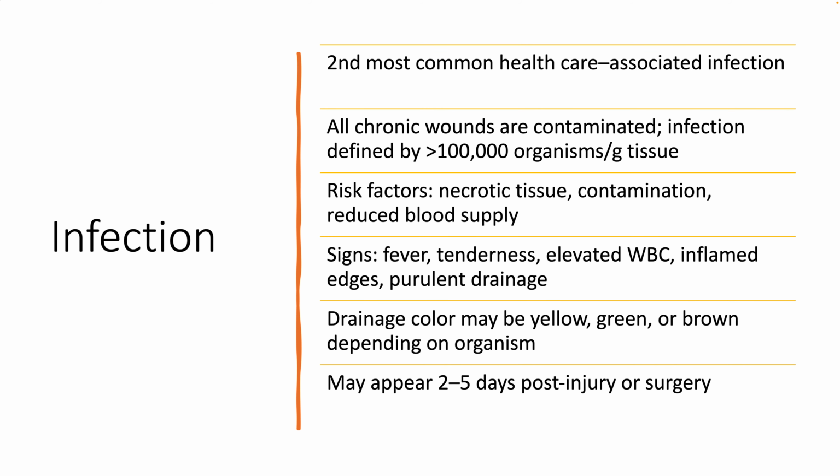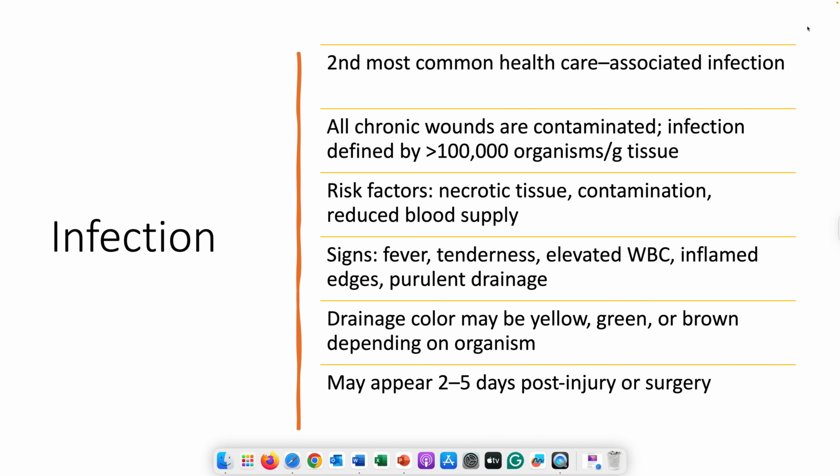Infection is the second most common healthcare-associated infection from a wound. All chronic wounds are considered contaminated, and infection is defined by greater than 100,000 organisms per gram of tissue. The risk factors are necrotic tissue, contamination for some reason, and reduced blood supply. The signs are fever, tenderness, an elevated white blood cell count, inflamed edges, and purulent drainage. The drainage color may be yellow, green, or brown depending on the organism, and it may appear 2 to 5 days post-injury or surgery.